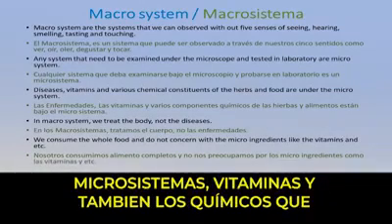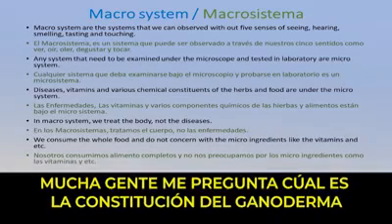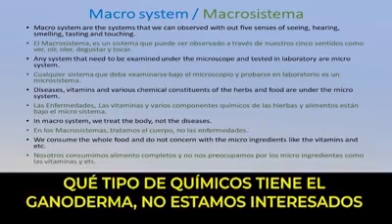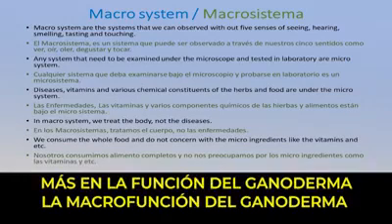They are microsystem. Vitamins and also many of these chemical constituents of the herbs and food are under the microsystem. And many people keep asking me, what are the constituents of Ganoderma, what type of chemicals are inside Ganoderma. We are not interested in that, because that is under the micro system. So we are more on the function of Ganoderma.